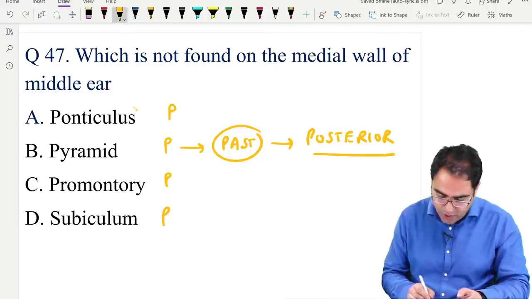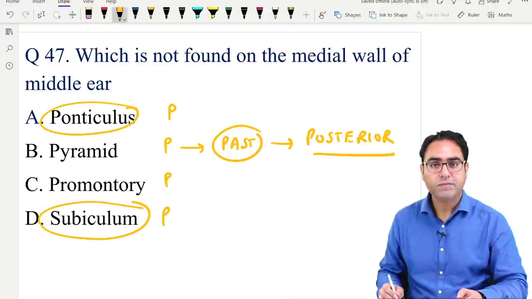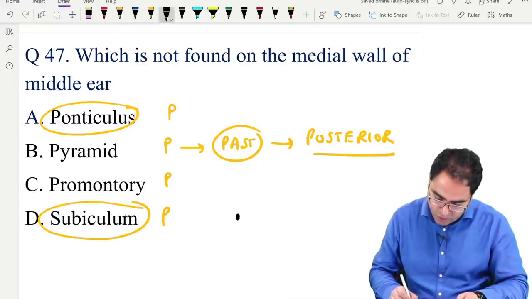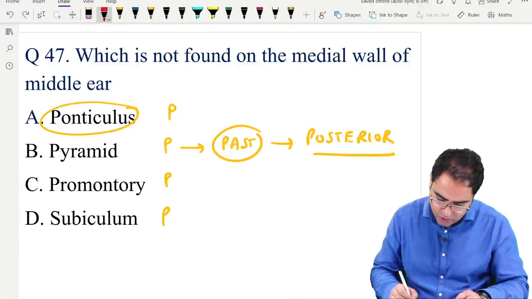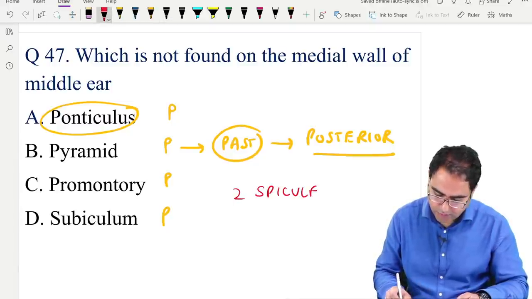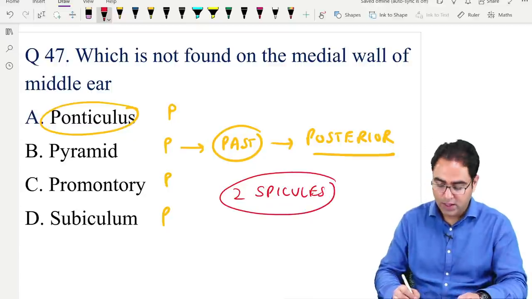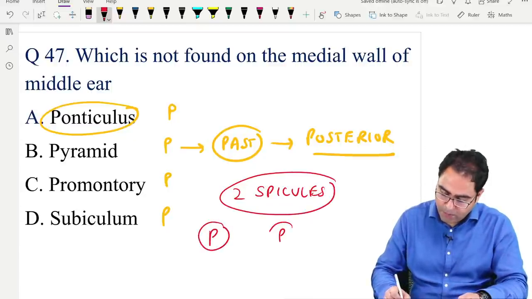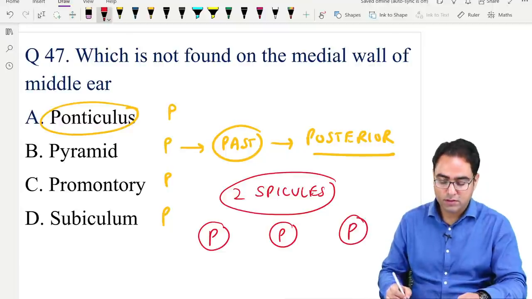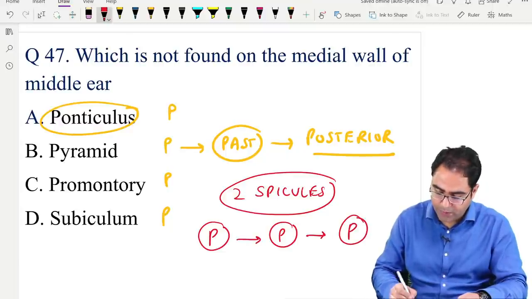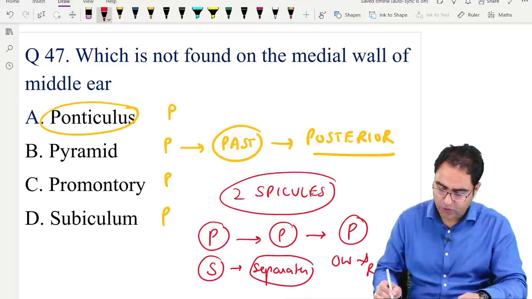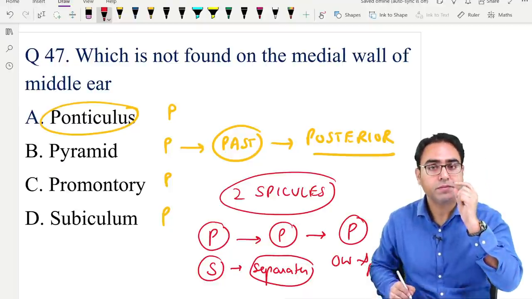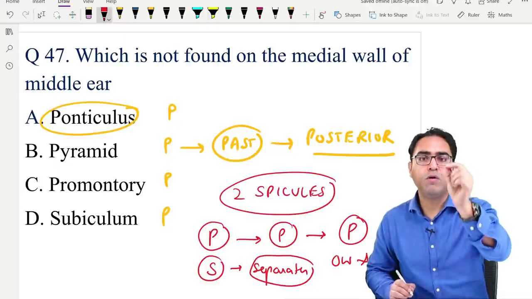Okay. Now, what is ponticulus and what is subiculum? Please understand, the ponticulus and subiculum are two bony spicules. How to remember? Ponticulus is from promontory to pyramid. Subiculum separates, S for separates, the oval window and round window. S for subiculum, S for separates, oval window and round window.